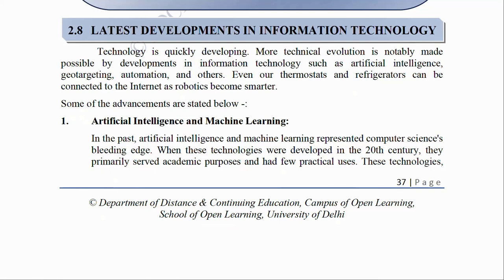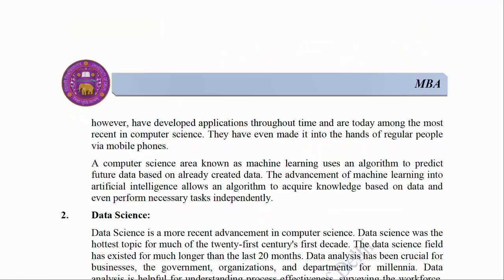Some of the advancements are stated below. Point number 1. Artificial intelligence and machine learning. In the past, artificial intelligence and machine learning represented computer science's bleeding edge. When these technologies were developed in the 20th century, they primarily served academic purposes and had few practical uses. These technologies, however, developed applications throughout time and are today among the most recent in computer science.